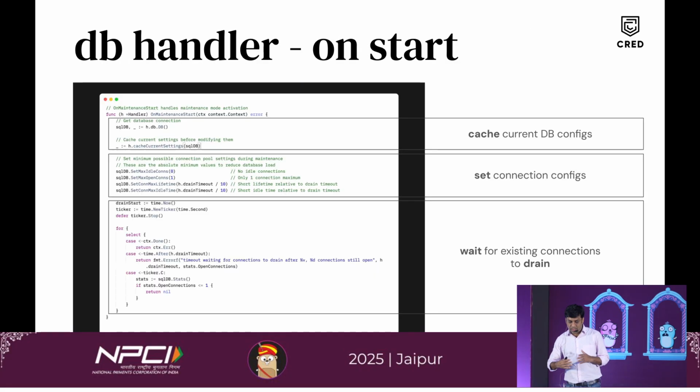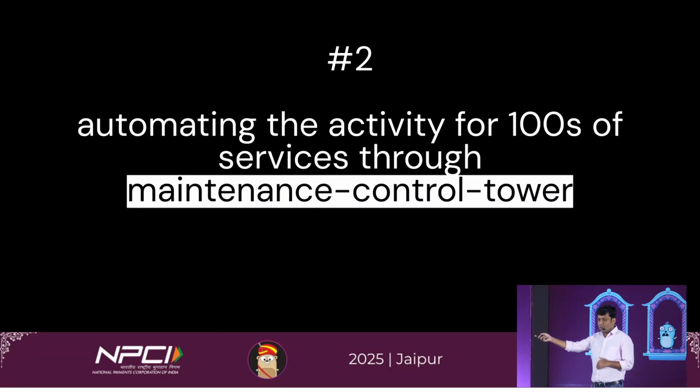Now, once the service goes out of maintenance, the database handler is responsible for restoring the connection values which it had cached from the previous step. So now we have solved the problem of not shutting down the containers for one service.